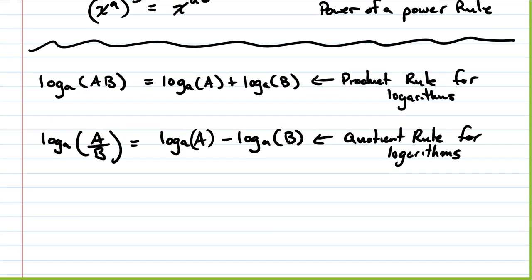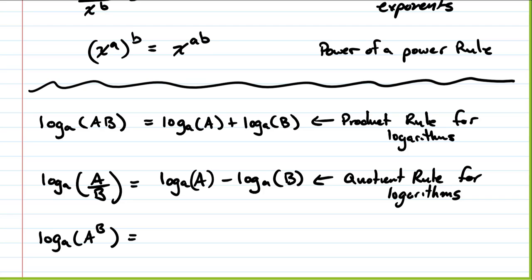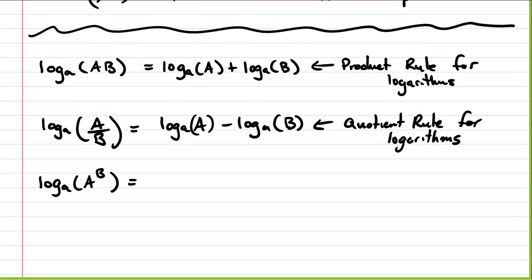And lastly, if we have the logarithm of a raised to the b, then if we have a power raised to a power, what did we do with the exponents? We multiplied them. So b is an exponent and the logarithm is an exponent, so we multiply them together. And that's our power of a power rule.